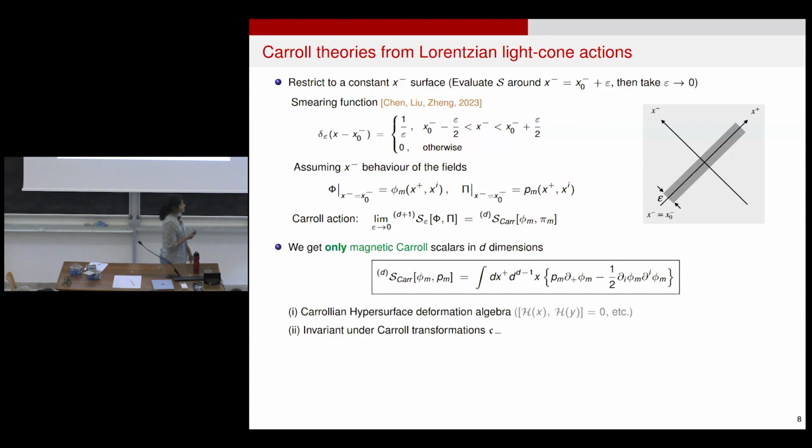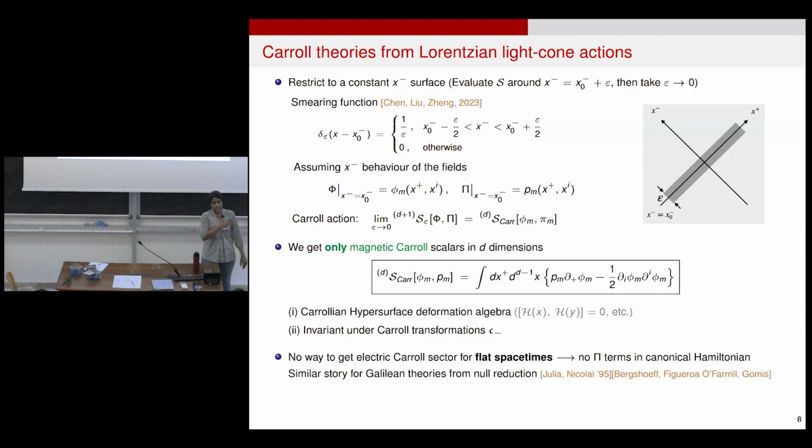And when we do this, we see that one only gets the magnetic Carroll action from the light cone Lorentzian action. And they do satisfy the nice properties that one needs for them to be Carrollian field theory. So they satisfy the correct hypersurface deformation algebra. This action is invariant under the Carroll transformations and so on. But there is no way to get an electric Carroll theory from simply restricting the Lorentzian action on the X minus hypersurface. So the question was, how do we fix this?